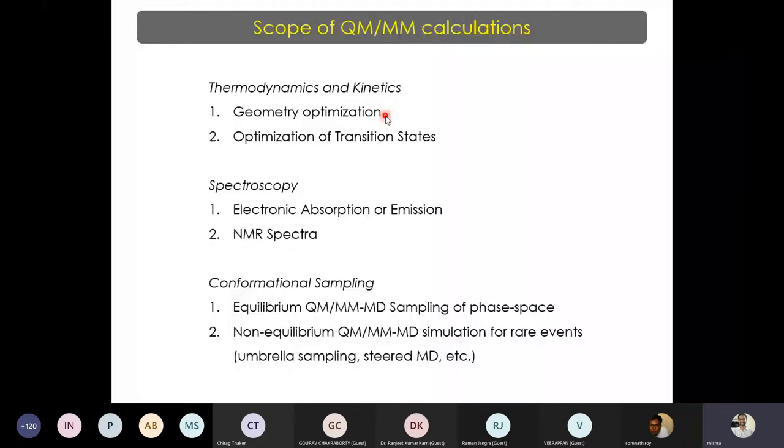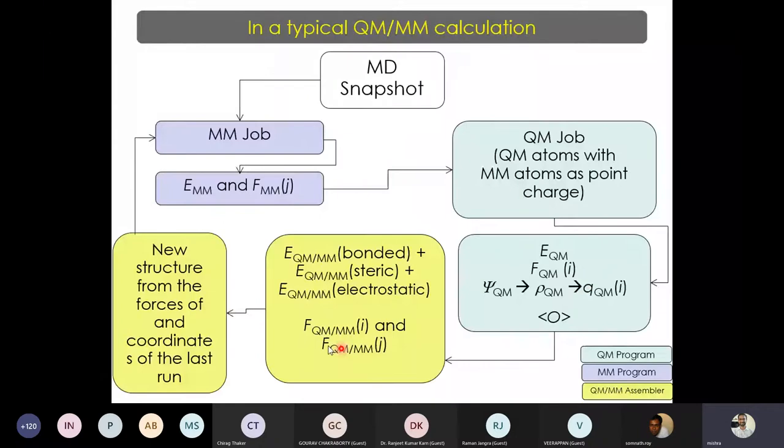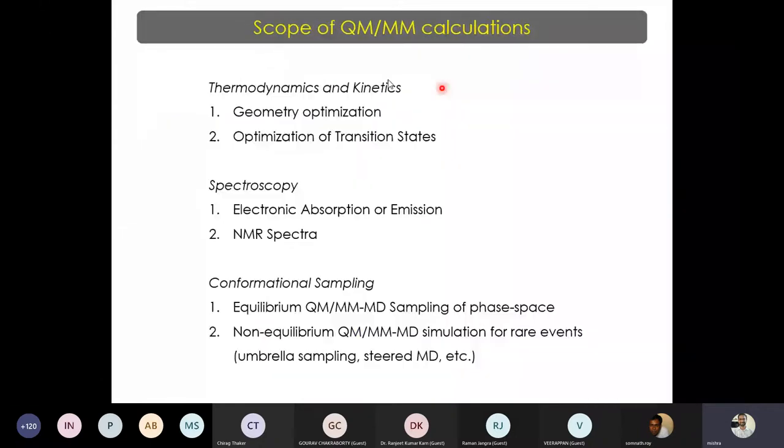And within QM-MM, of course, you can do geometry optimization, because already you know that I'm getting my forces anyway. Once I get the gradient, I'll have to use some optimization algorithm to go down the energy surface. That is one important thing. The other thing that is necessary for kinetics is to talk about the transition states, the barriers of a particular reaction, that will define whether the particular enzymatic reaction is kinetically favorable or not. So I can get the transition states.